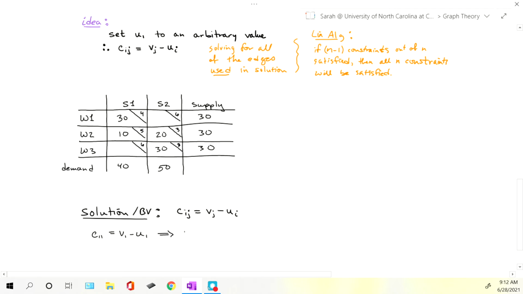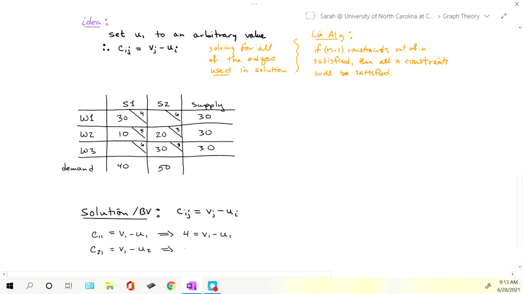So that's the label. So this would be 4 equals V1 minus U1. Then when we go over to the second cell, there's nothing there, so we move down to the second row. So this is C21. So this would be V1 minus U2. Notice your subscripts here are exactly flipped.